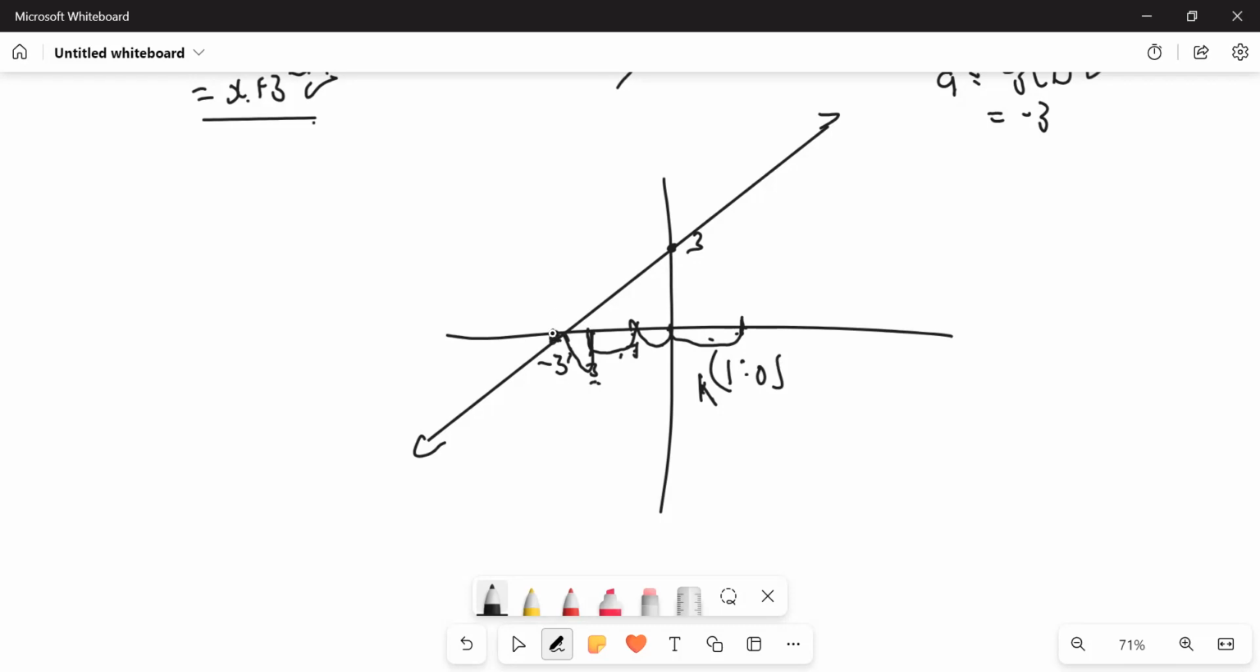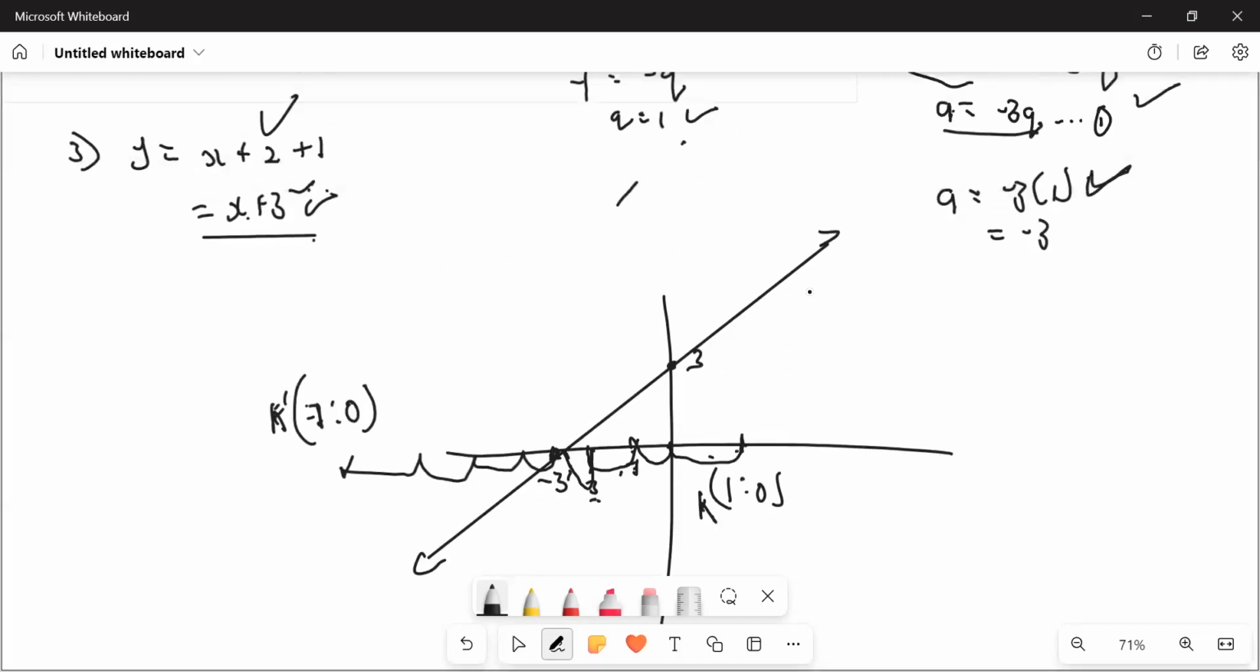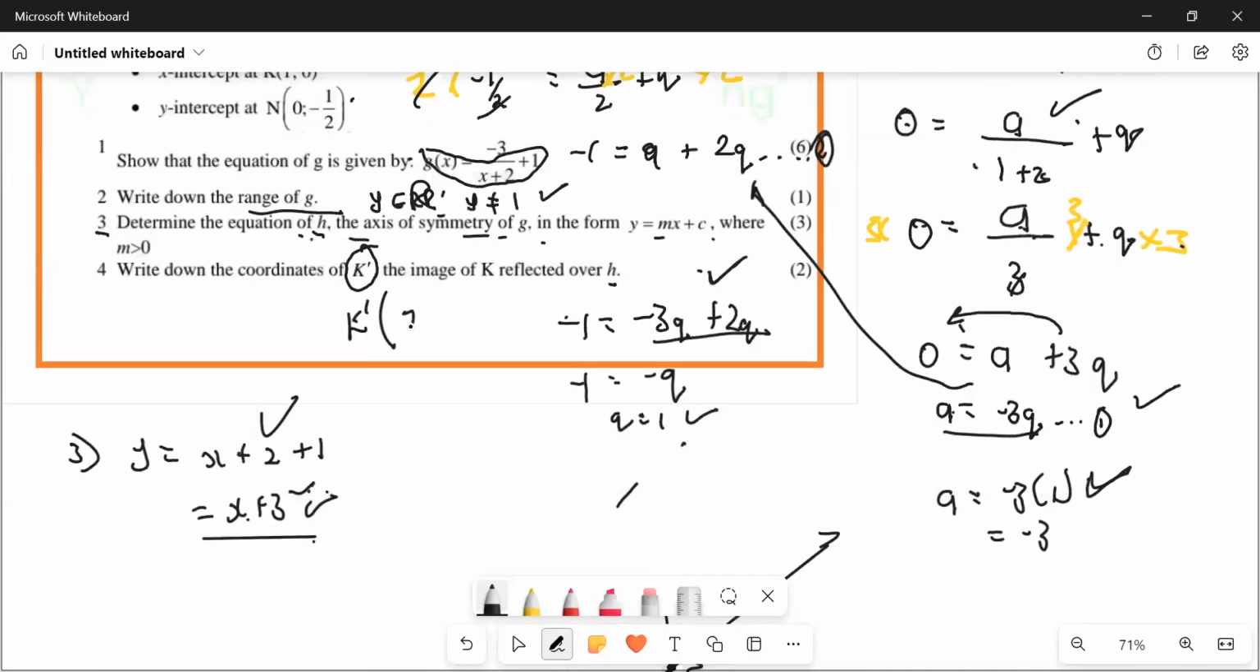So if I move 4 units after the mirror, I'm going to have what? Minus 4, it's 1 again. Minus 5 is 2 again. Minus 6, minus 7. So what is going to be this k prime? This k prime is going to be minus 7, which goes with 0. So this new point that they're talking about is going to be minus 7 and 0.